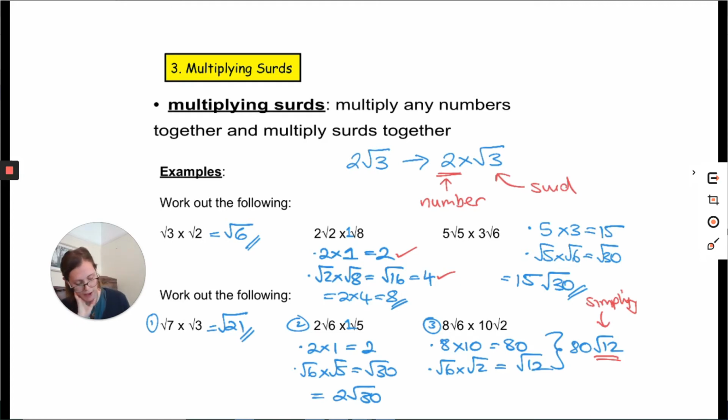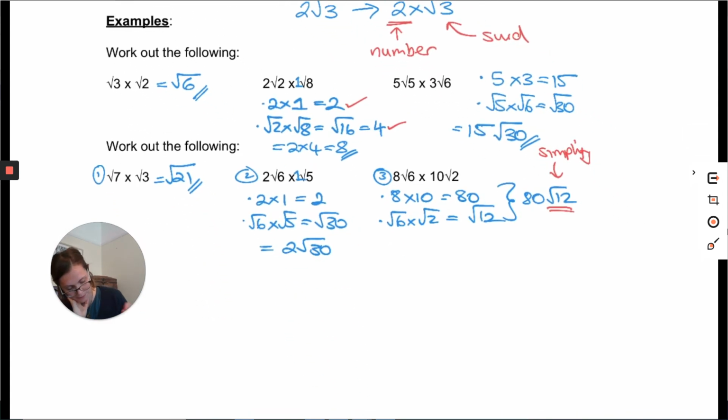So if I wrote the factors of 12, let's see if I can move this up, so we've got a bit more space. Yeah, if I write the factors of 12, I would have 12 is 1 and 12, 2 and 6, 3 and 4. And there is the square number in this. So there is a pair that would mean I could simplify this answer.